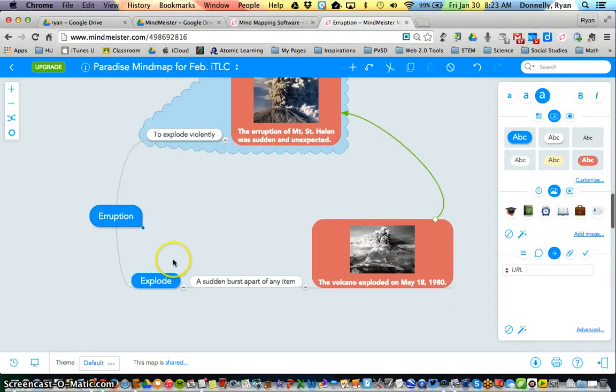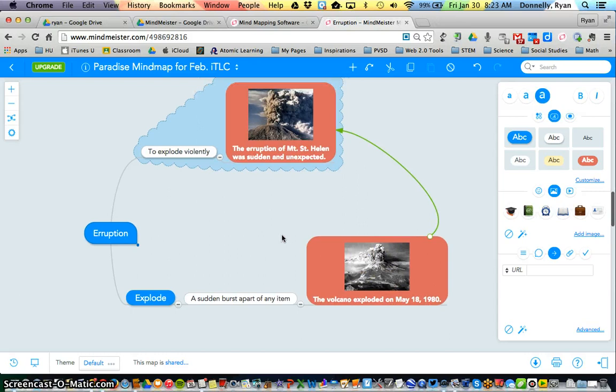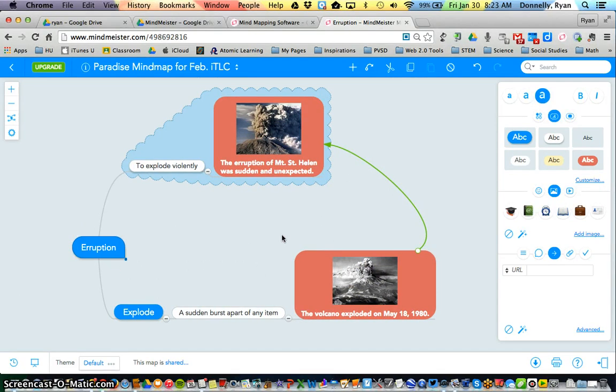Again, we did the same thing with the word explode, their own definition, their own sentence, and a picture that went along with that. But what's really powerful about mind maps is that we can use these connectors to somehow connect the terms for my own understanding. So this student connected explode and eruption because in their mind those two words were somehow interrelated.